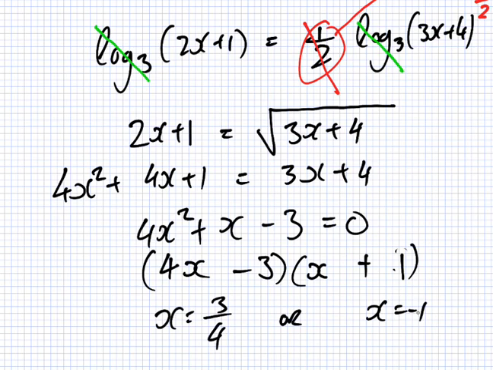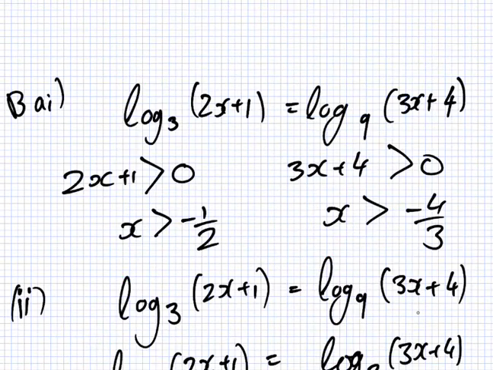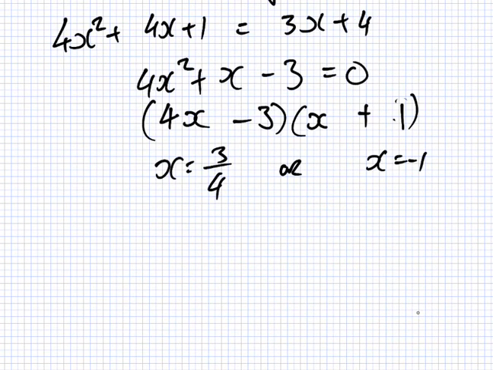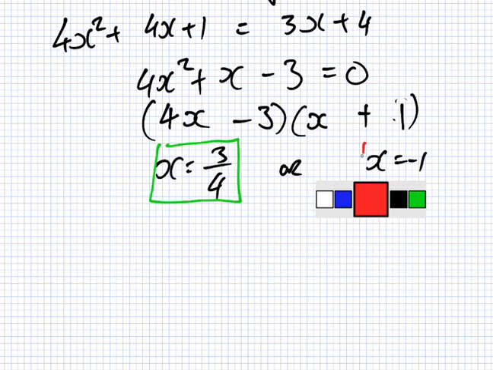Now if I go back to the first part, you need x to be more than minus a half and more than minus 1.33. So if I look at this, well, this one's definitely good. But this one here we reject.